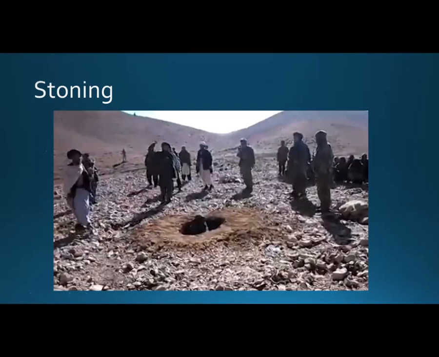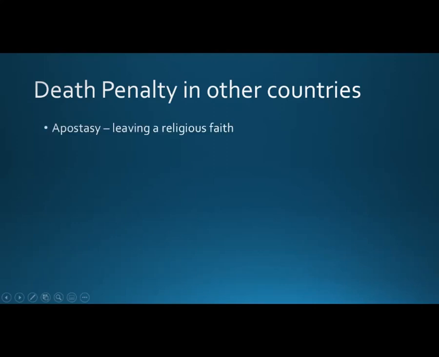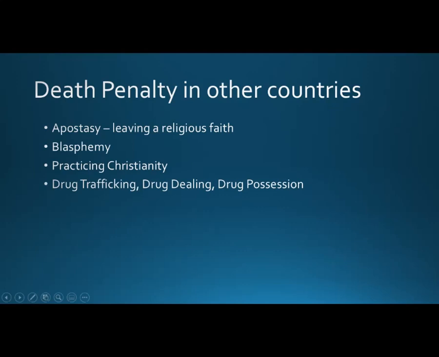Dig a hole, put one in there and throw rocks at the head. Hopefully one hits you soon so you don't keep getting pounded. This has been popular through the ages in certain countries. You can get the death penalty in other countries for apostasy, which means leaving a religious faith, blasphemy, practicing Christianity in some countries, drug trafficking, drug dealing, drug possession.